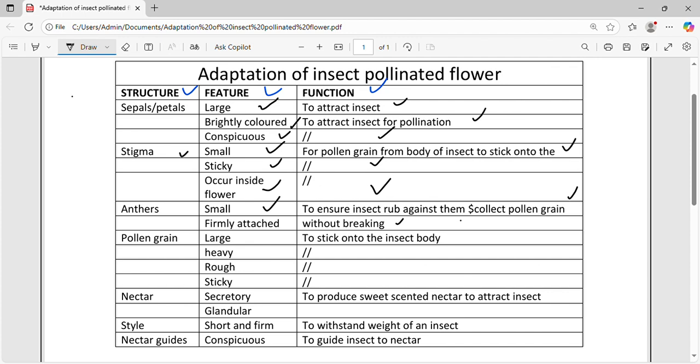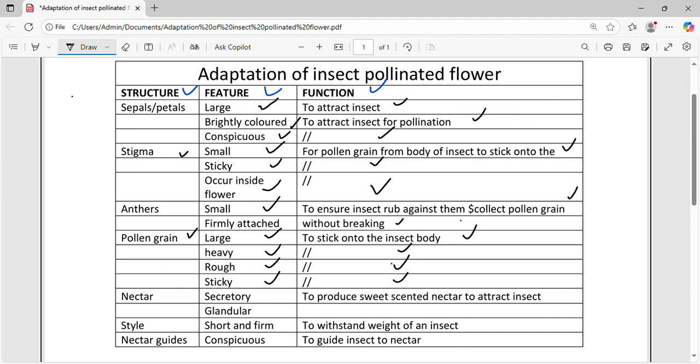The next structure you want to look at is pollen grain. For insect pollinated flowers, pollen grain has 4 features. Number 1, the pollen grain is large. Number 2, the pollen grain is heavy. The pollen grain is rough. The pollen grain is sticky. You get one mark for each point. Why is it large, heavy, rough and sticky? To stick onto the insect body.